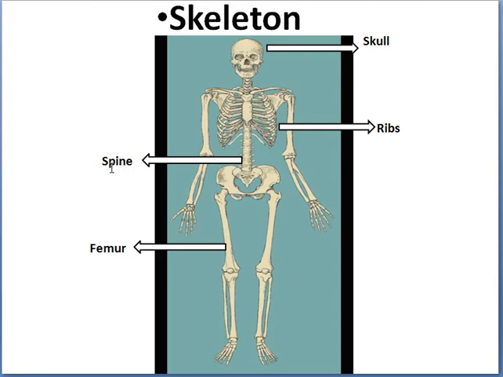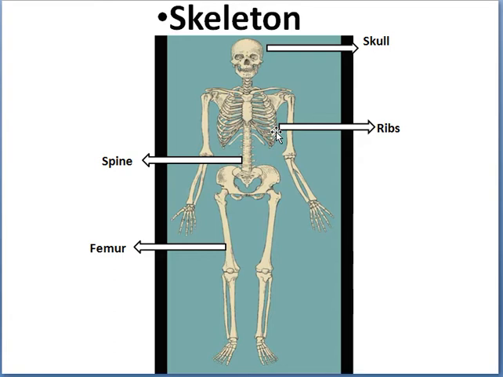For example, the skull. The skull protects the brain. The rib cage. The rib cage protects the lungs and the heart. It also helps to move the body.